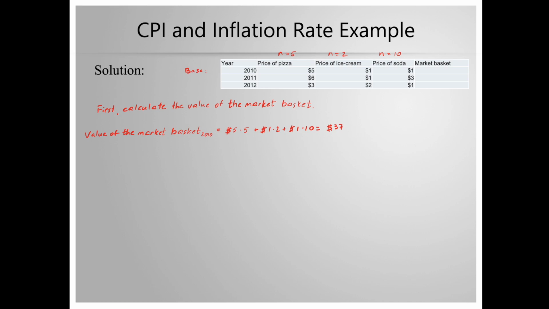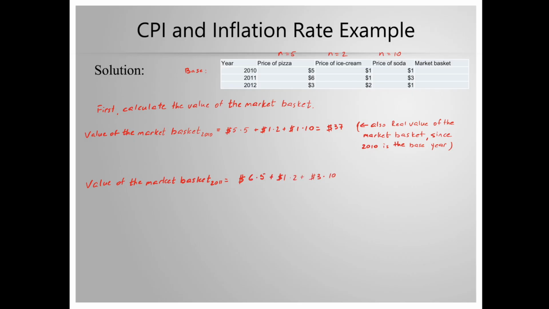Note that because 2010 is the base year, this value of the market basket is also going to be the real value of the market basket. We will need to remember it when we calculate CPI. What is the value of the market basket in 2011? We're using prices from 2011 times fixed quantities, and we get 62. $62 is the value of the market basket in 2011. What about 2012? We use prices from 2012 and fixed quantities. The value of the market basket in 2012 is 29.